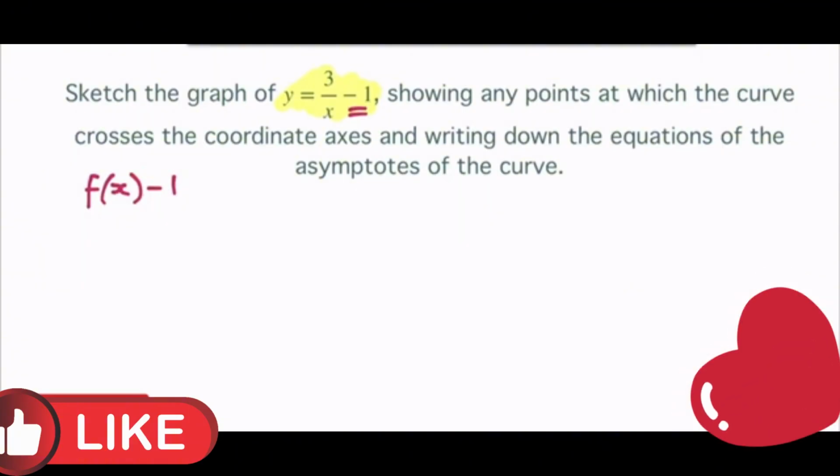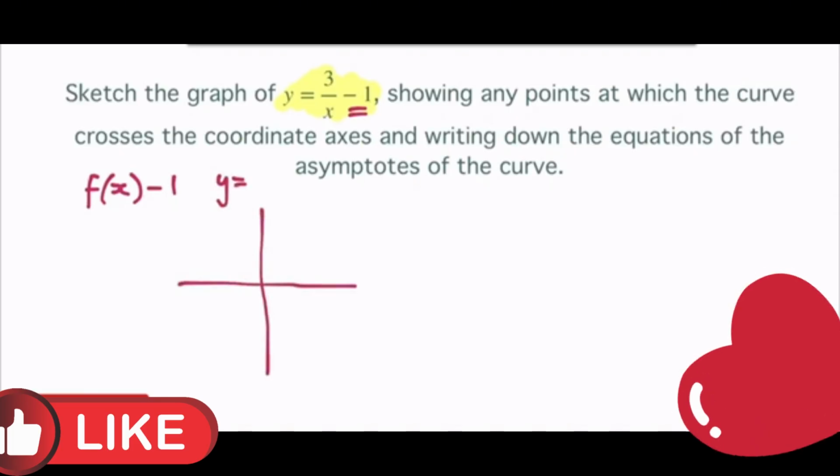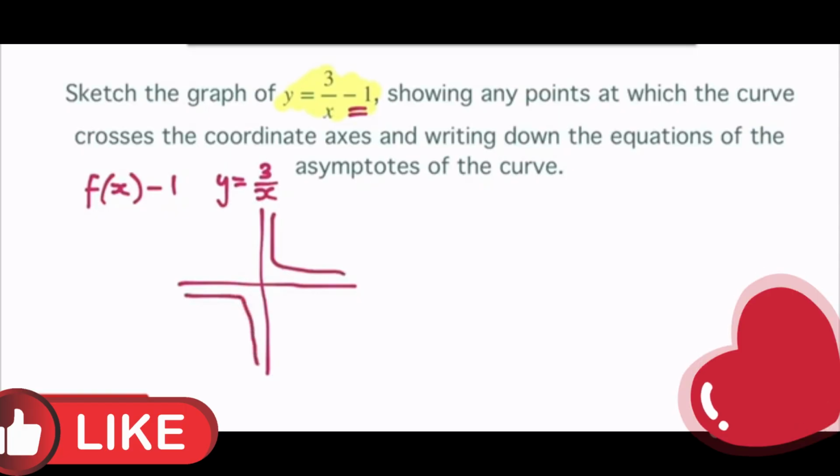So if we draw a little sketch of this to start with, I'm just going to have a look at, to start with, the graph of y equals 3 over x. So y equals 3 over x, and what does that look like? Okay, and we're going to draw this on pretty much all these questions, and it goes into this area here.